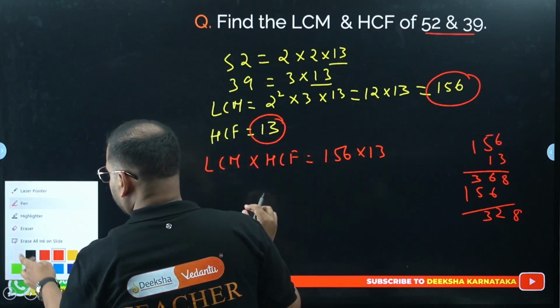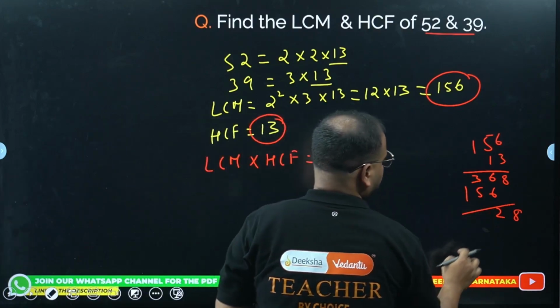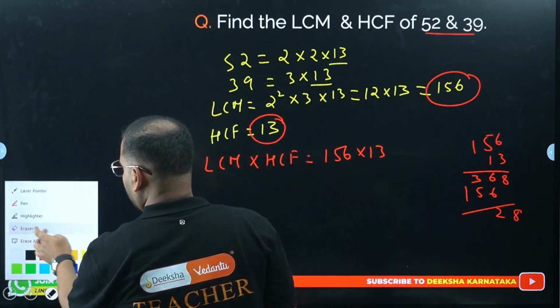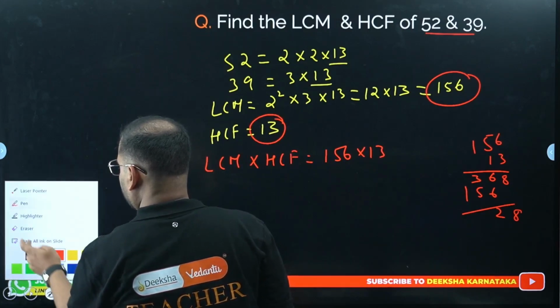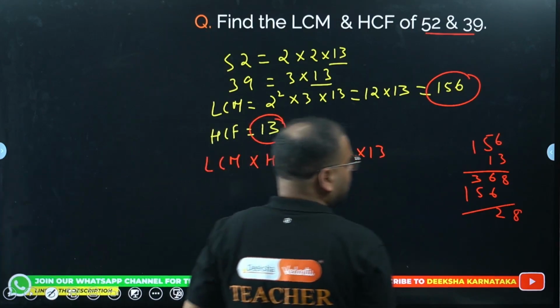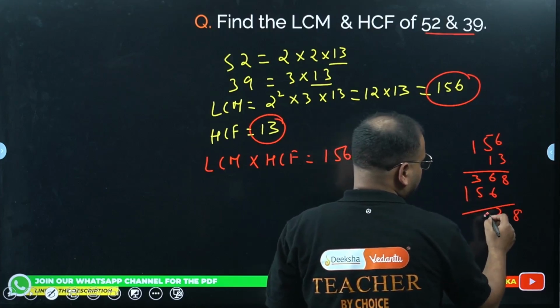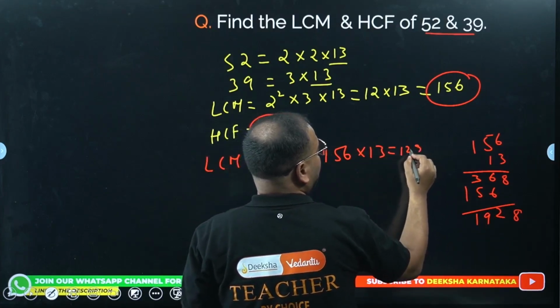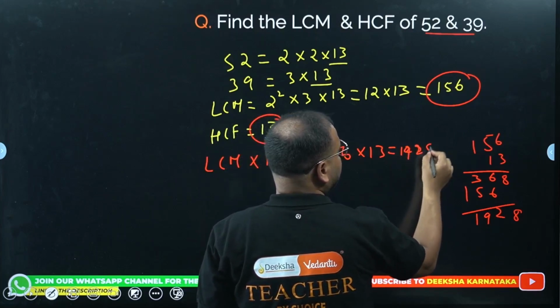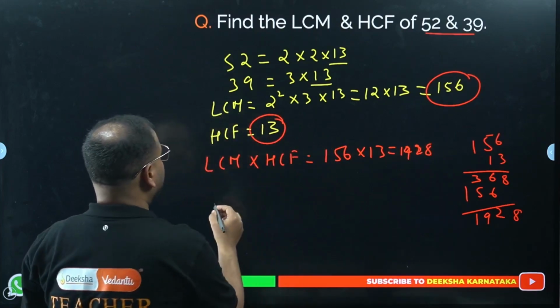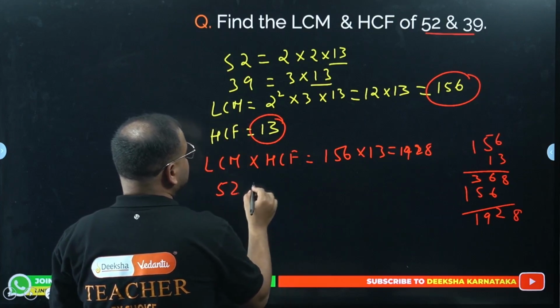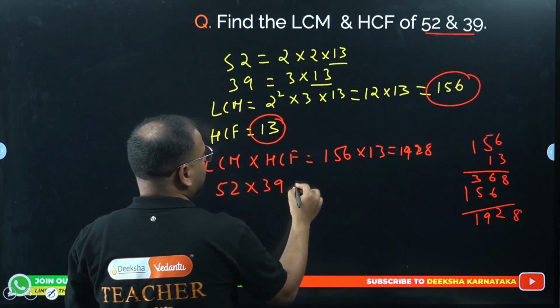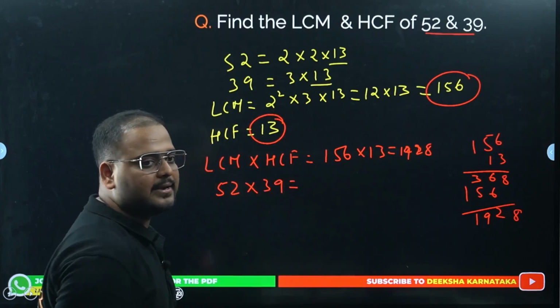Yes. So 2028 is our product here. Now the product of the numbers will be 52 times 39. If you do this multiplication, you'll again get the same thing.